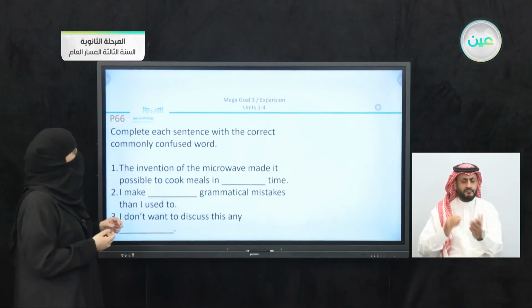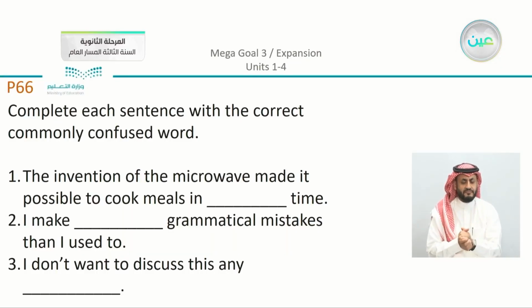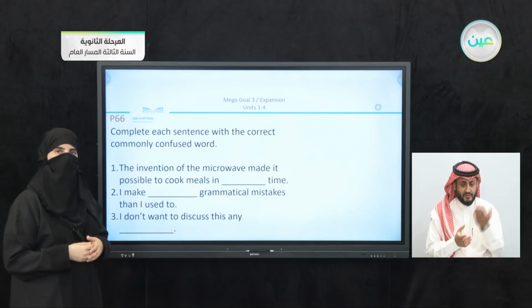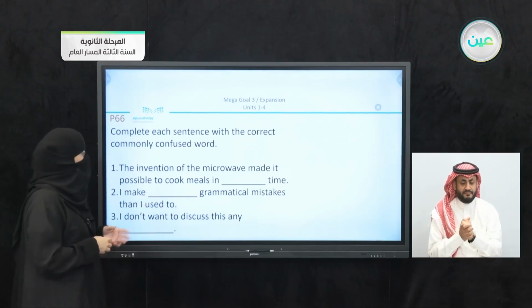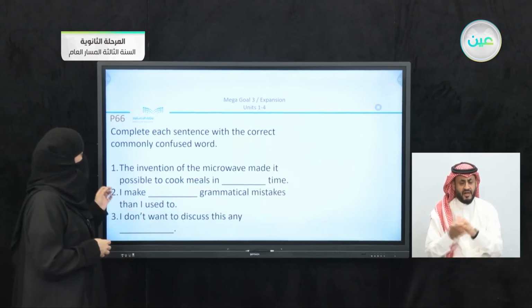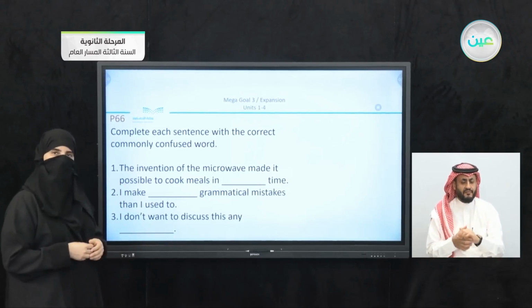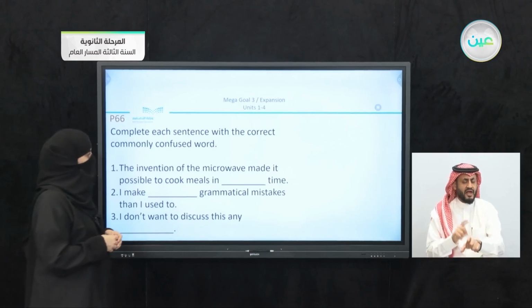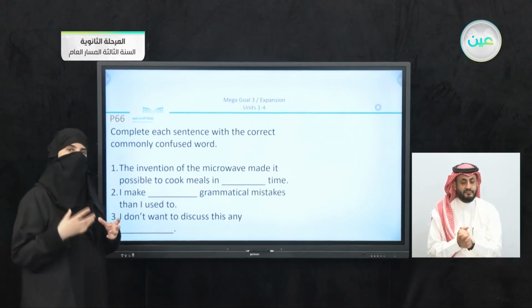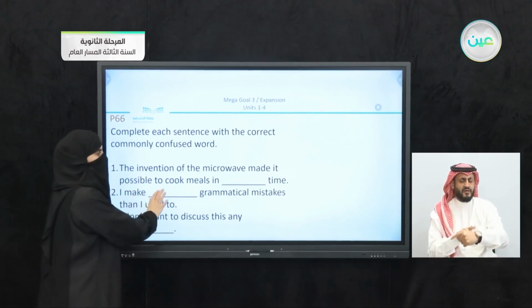Now complete each sentence with the correct commonly confused word. Now we do have just 3 points here that we are going to answer together, based of course on the words that we discussed. The invention of the microwave made it possible to cook meals in blank time. So what can you say? Now we are going to use a microwave to just reduce the time that we have here, or we can say in less time.